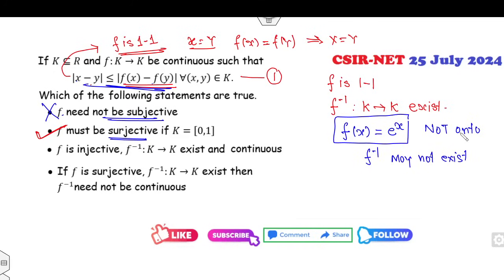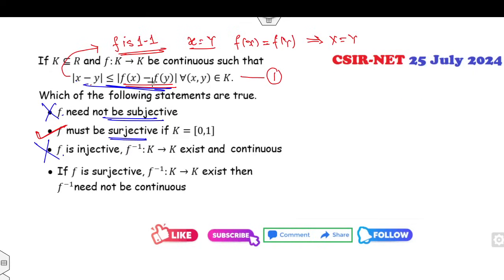Fine. And since the function is not onto, the inverse does not exist. So this option is cancelled. Look at the last option. f is onto, f is onto given. Also given that f inverse from K to K exists.